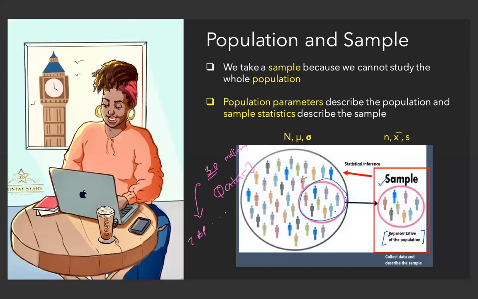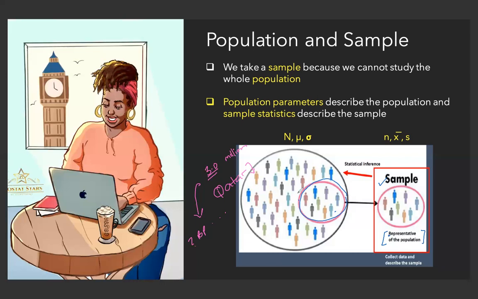So when this happens, we say that the sample you've taken is representative. So basically this sample represents this population. Okay, another way of saying it is that we can say that basically the sample looks like this population. And this is very important.